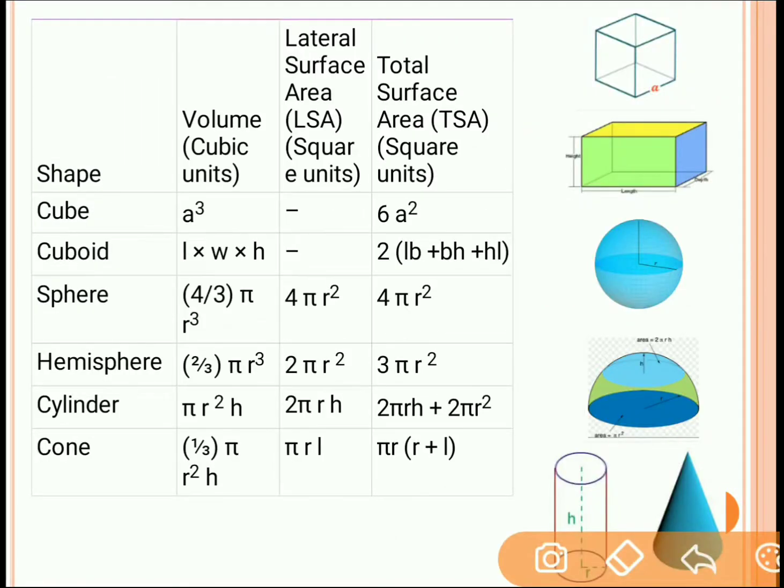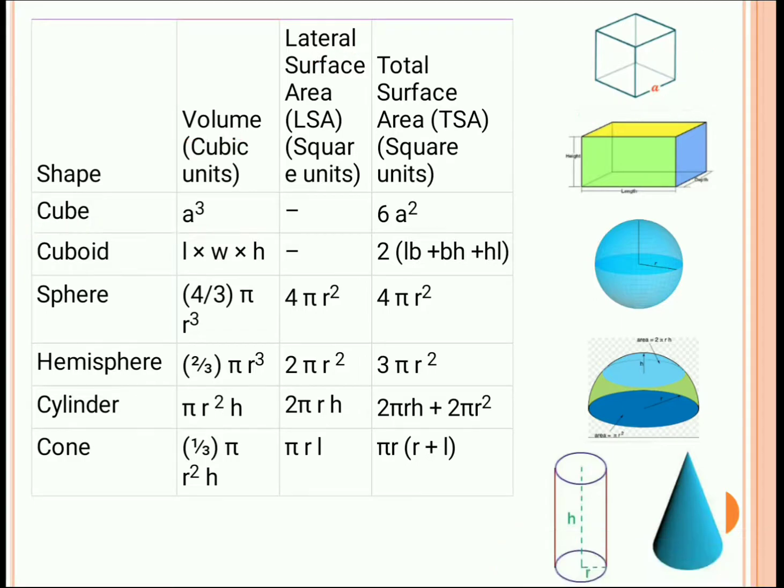So these are the different 3D objects. 3D objects have 3 dimensions. First shape is the cube. Volume of the cube will be what? It will be equal to a cube. A is the side length of the cube and all the sides are of length A. So volume will be a cube.